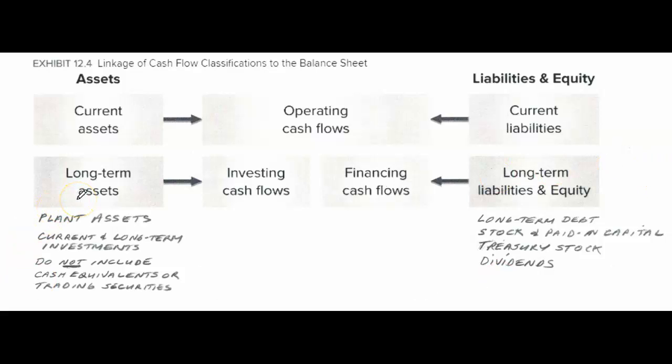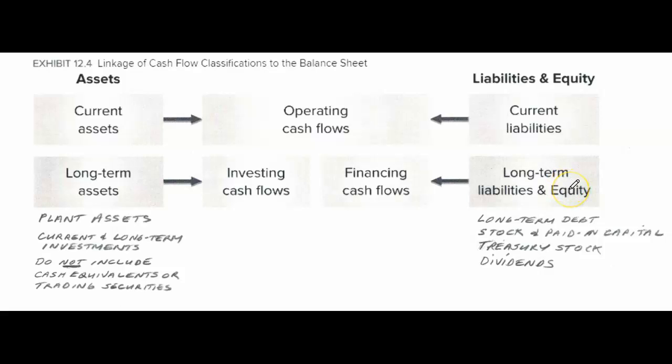Changes in long-term assets that arise from the inflow or outflow of cash will be shown in the investing section of the cash flow statement. These amounts will include cash paid for the purchase of plant assets or cash received from the sale of plant assets, and cash paid for the purchase of long-term or short-term investments and cash received from the sale of long or short-term investments. And those would be just about all investments except trading securities and cash equivalents.